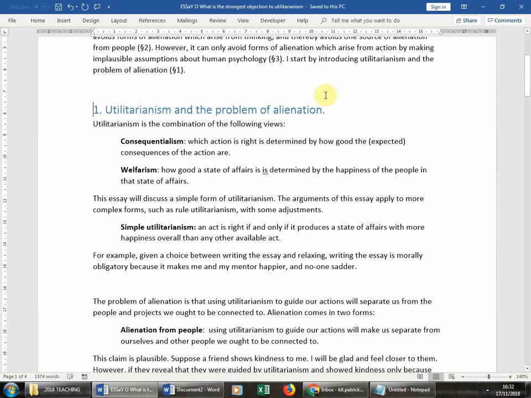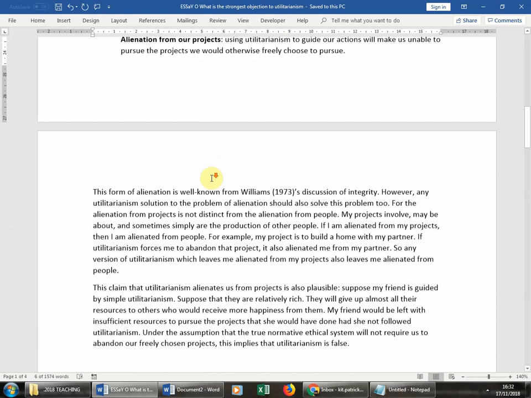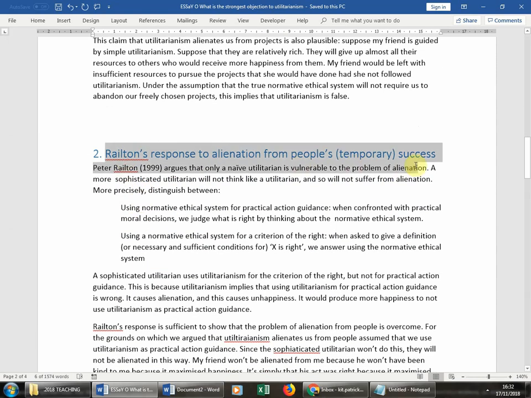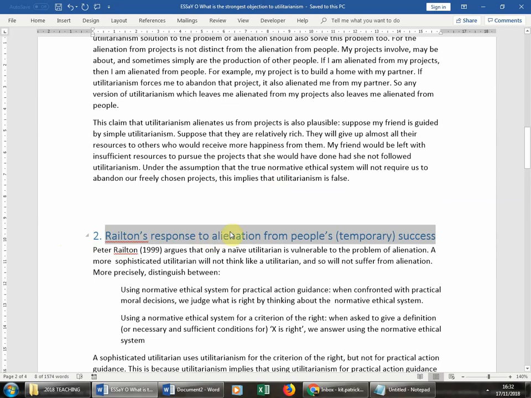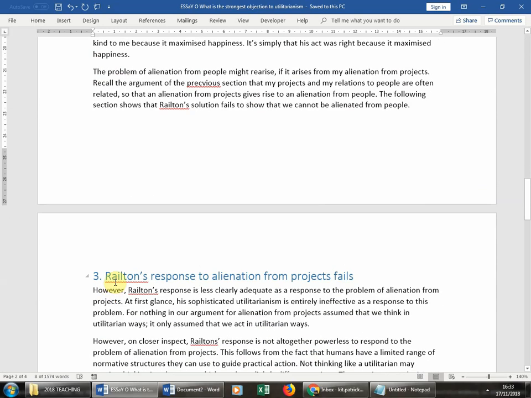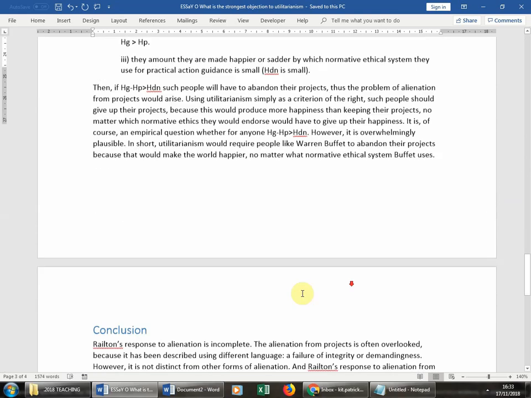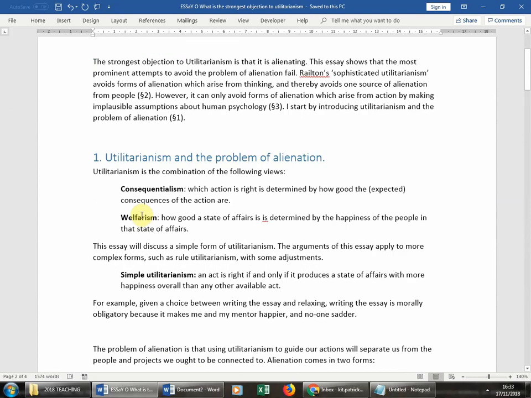Here, we've got a subheading, Utilitarianism and the Problem of Alienation. It's a good subheading because not only has it got a number, but it tells us what's in that section. And actually, as you look at the other subheadings, and just reading the subheadings, we can get a sense of what the essay is going to be saying. So, utilitarianism and the problem of alienation, Railton's response to this sort of alienation is temporarily successful. Railton's response to that sort of alienation fails. And then we've got the conclusion. That's great. I can see the bare bones of the argument just from the subheadings.